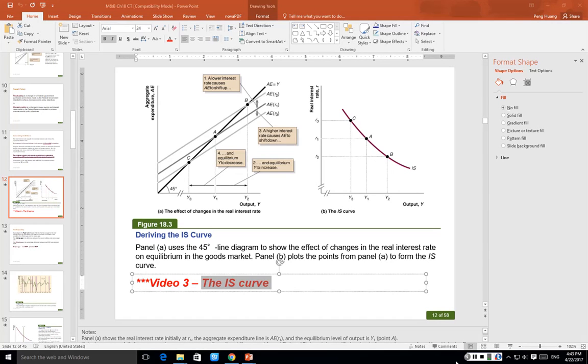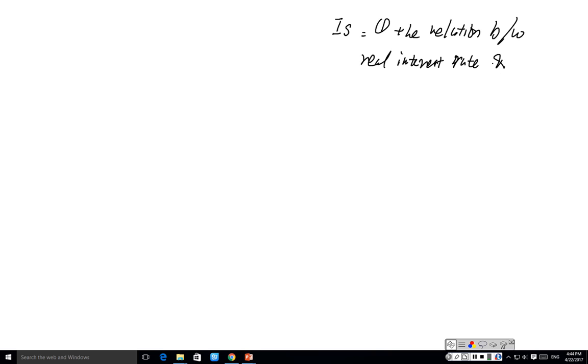Now let's study the IS curve. Before we draw the IS curve on the graph, I would like you to understand several points related to the IS curve. First, the IS curve shows the relationship between the real interest rate and real GDP.